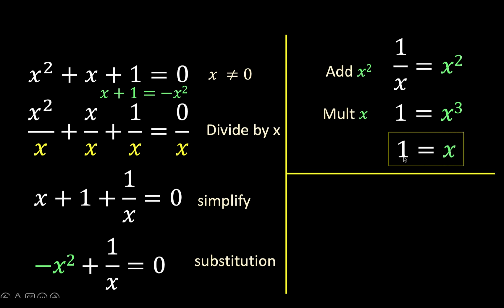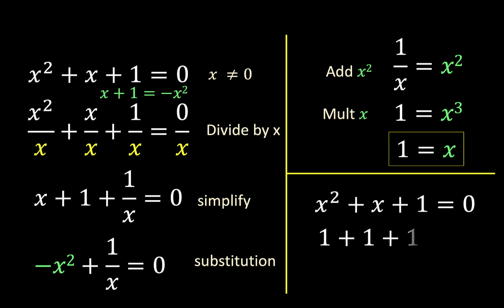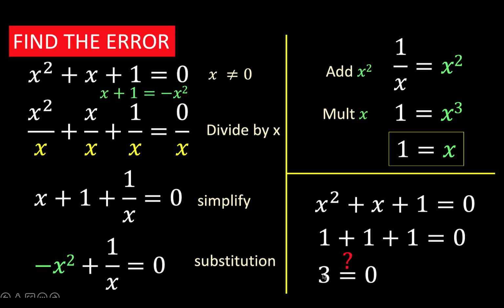And then let's substitute this 1 into the original equation. So here's our original equation, and replacing all the x's by 1, we arrive at 3 equals 0. What's the problem? Why is 3 equals 0 here?